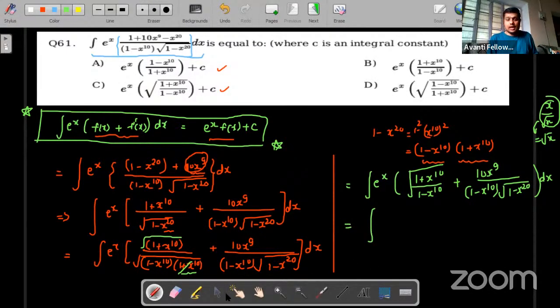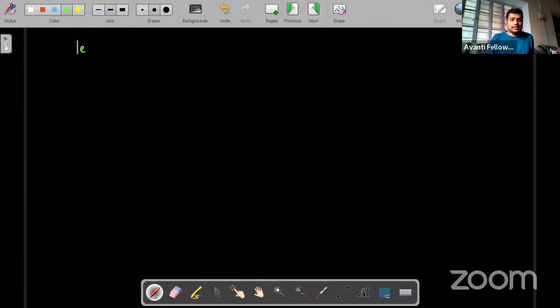Now e to the power x. Now I have to check which function is f(x), and with respect to that which will become f'(x), right? So as I clearly mentioned to you, 10x to the power 9 is something of x to the power 10 differentiation. So this might be my f'(x), and if this is f'(x), this should be my f(x). So I have to recheck whether for this f(x) this term is f'(x) or not. So in the next page I'll assume let f(x) is equal to root over 1 plus x to the power 10 upon 1 minus x to the power 10.